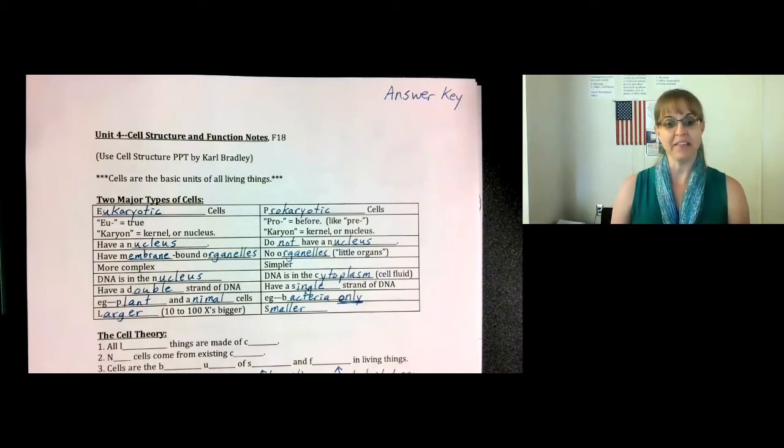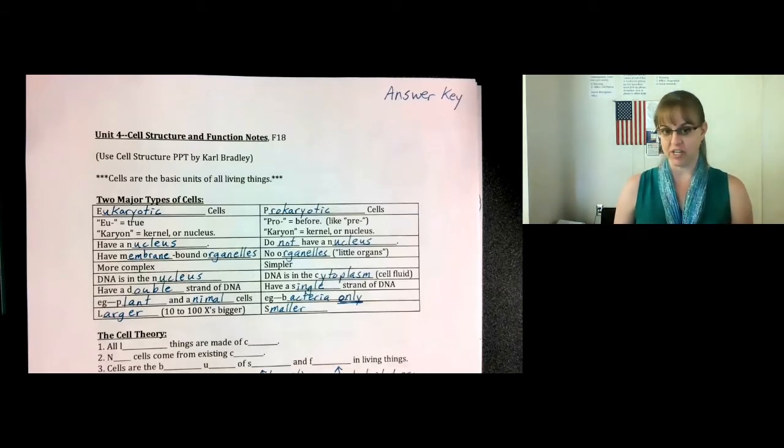Hello everyone. In this unit we're going to learn about the cell. And today we're learning about cell structure and function. So what does that mean? Well, a structure is like a building, right? So the structure of a cell is how the cell is built or put together.